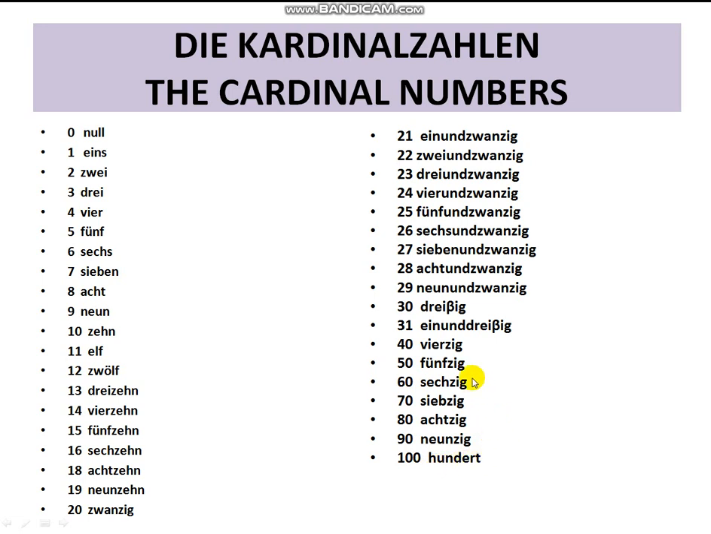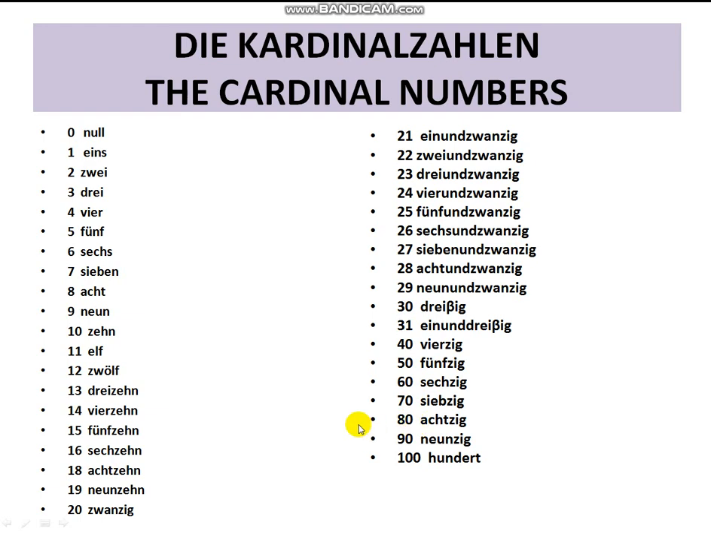So those are the German numbers. You can see that after 31 we did not continue with 32 because, as I've told you, you just do it in the opposite way. So 32 will be 2 and 30, and so forth.